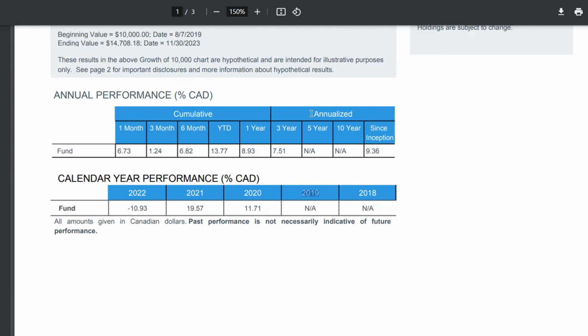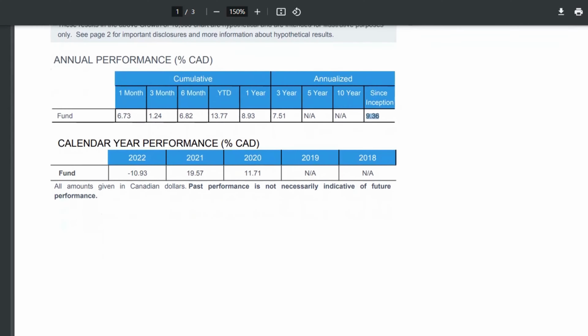does show you the annualized return since the inception date, as well as the 3-year, 5-year, and 10-year annualized returns. 5-year and 10-year are not applicable given the date that XEQT was launched. Since inception of XEQT, the annualized return is at 9.36% at the end of November of 2023.